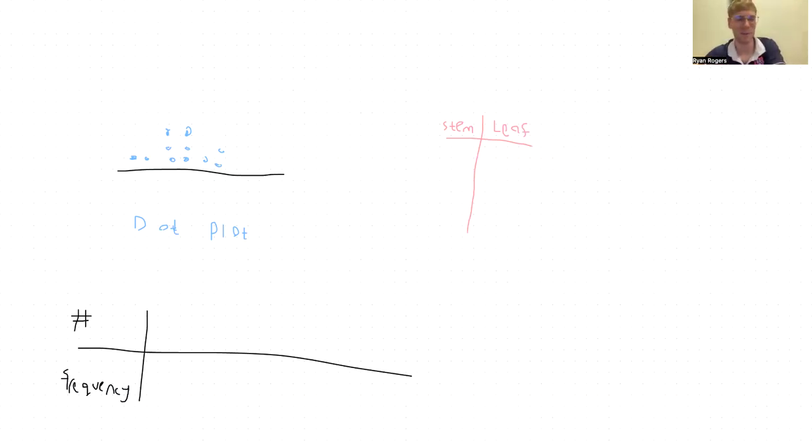Okay, and then histogram. But A for effort, right? And then histogram is going to look something like this. So I'm going to go over the common mistakes between each one, right?